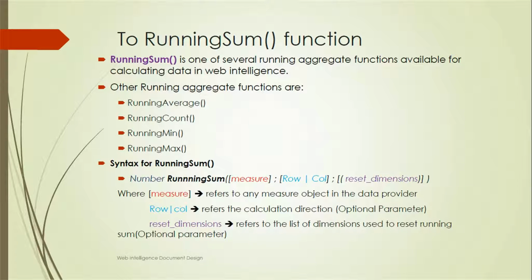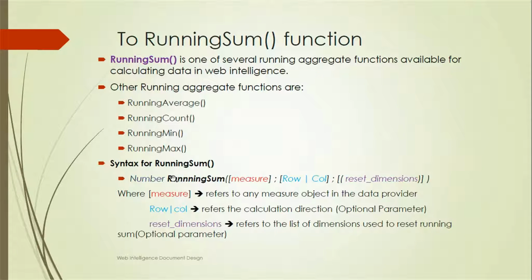Then coming to the RunningSum function. This is one of the several running aggregate functions available for calculating data in Web Intelligence. It will aggregate the data one by one. We will see how practically as well. The other running aggregate functions are RunningAverage, RunningCount, RunningMin, and RunningMax.